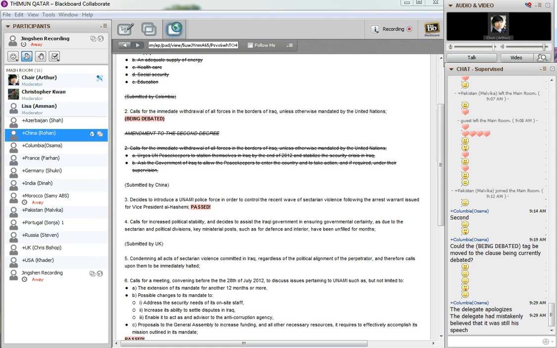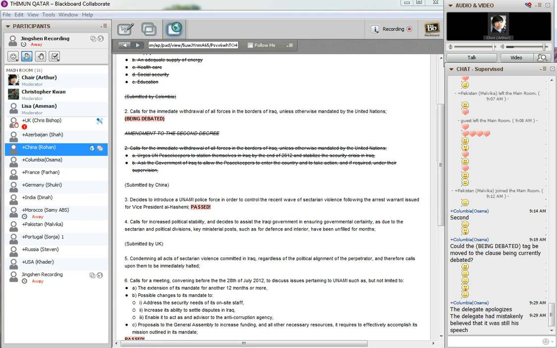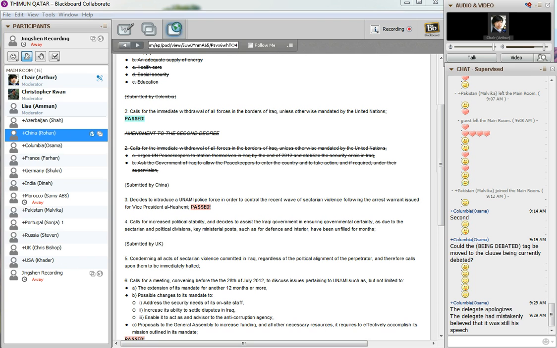We'll now move back into time on the resolution as a whole. Are there any delegates that wish to speak on the resolution as a whole? Delegate of UK, you've been recognized. The delegate has submitted an amendment, number 4. That is in order. The amendment reads to add clause 4.